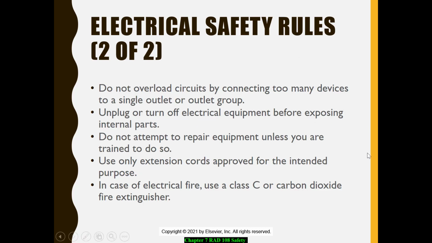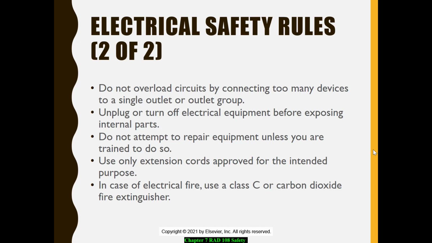You don't want to overload your circuits, so connecting too many devices to a single outlet overloads it and you can cause an electrical fire. Unplug or turn off electrical equipment before exposing internal parts. Do not attempt to repair equipment, especially in the hospitals. You do have people that work for maintenance and they will come and take care of that.